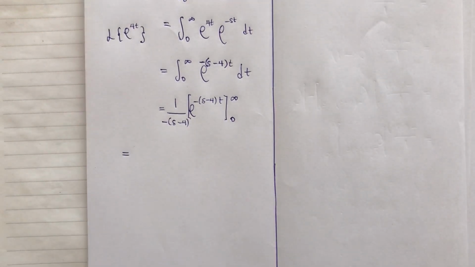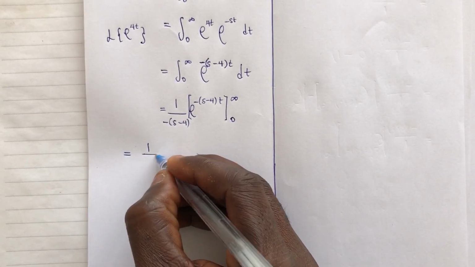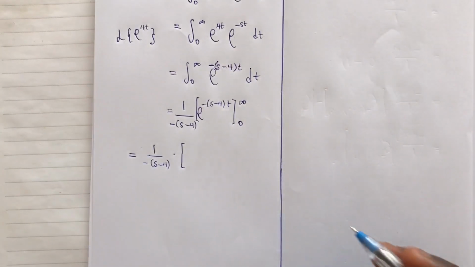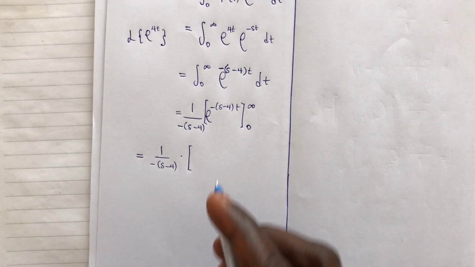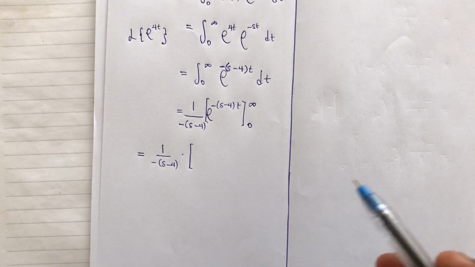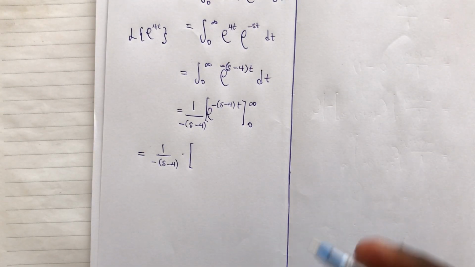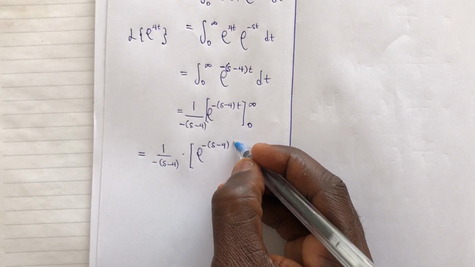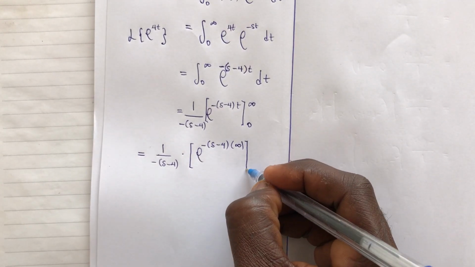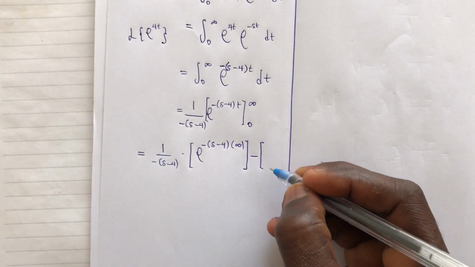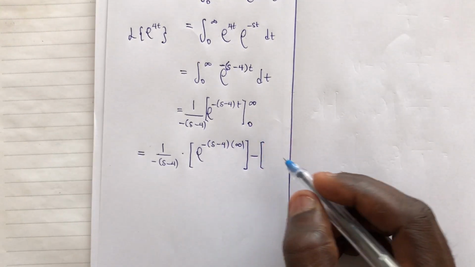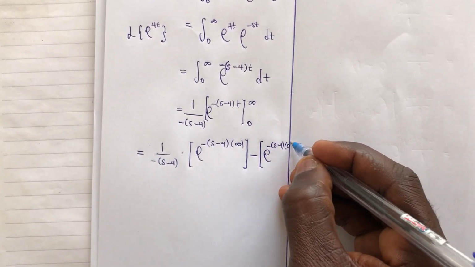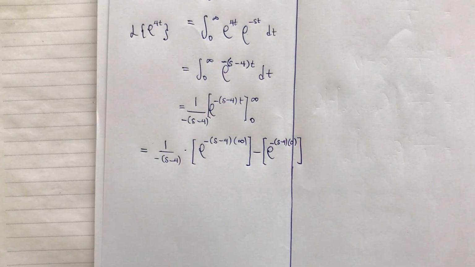So from here, our solution becomes 1 over minus s minus 4 times, put in your upper limit. Remember, I said I'm avoiding the limit, so I'm just substituting the lower and the upper limit to cut the calculation short. All right, so now we have e to the power minus s minus 4, put in your upper limit, close bracket, minus, remember it's upper minus lower limit. So now from here we have e to the power minus s minus 4, we put in 0. Okay, so we close the bracket.